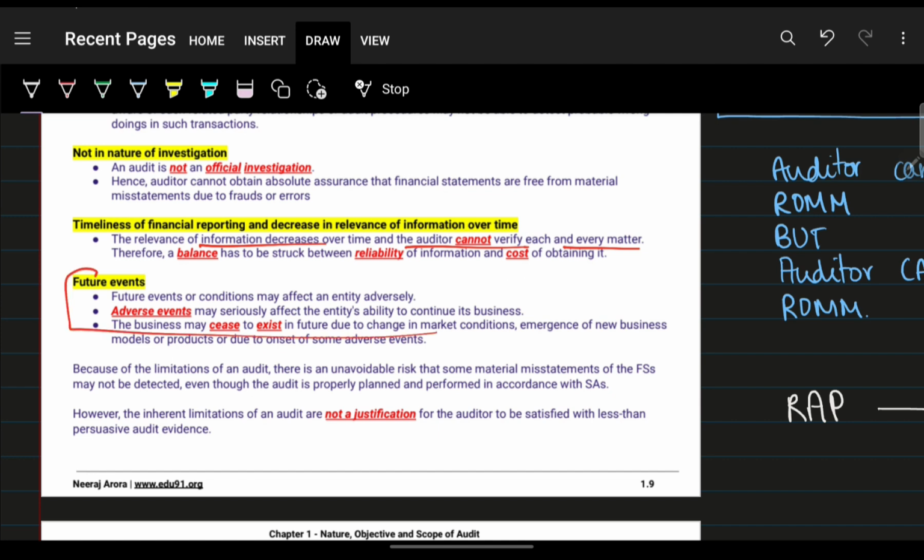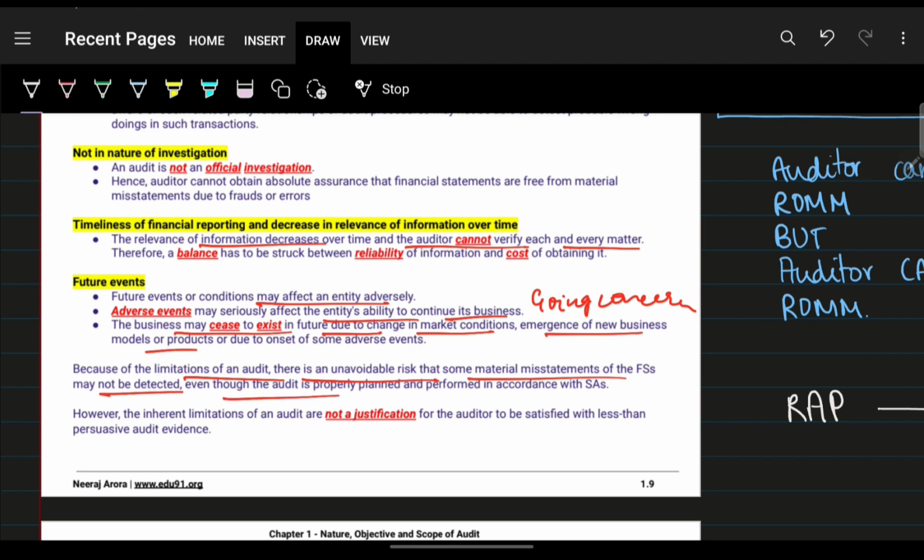And lastly, the future events. Here, future events may affect an entity very adversely. Adverse events may seriously affect the entity's ability to continue, meaning it can affect the going concern of the entity, right? Next, the business may cease to exist in future or due to change in market conditions, emergence of new business models, right? Because of these limitations of an audit, there is an unavoidable risk that some material misstatements may not be detected, even though the audit is properly planned and performed in accordance with the standards of auditing.